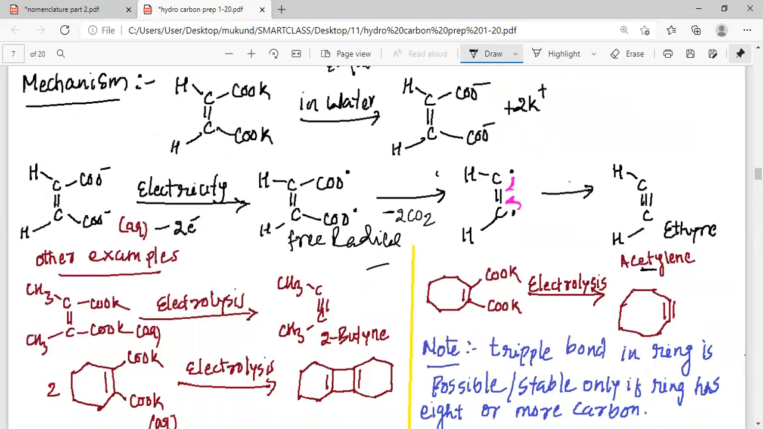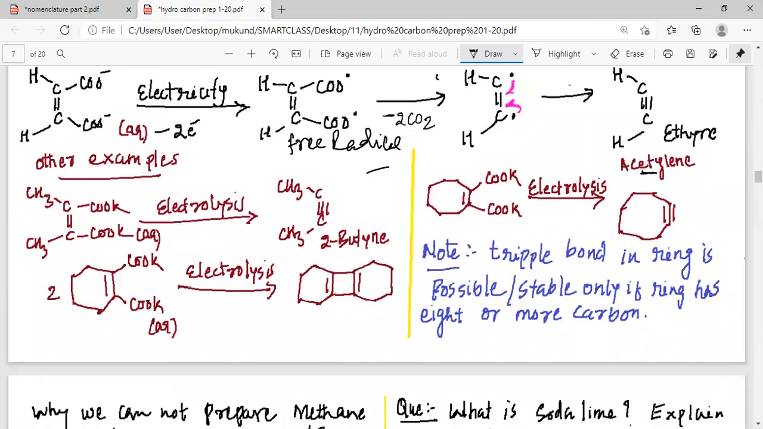So please remember, my dear students, that by using the sodium or potassium salt of an unsaturated dicarboxylic acid, we can produce the triple bond, or we can produce ethyne. Let us look at some other examples, my dear students. If we use a carboxylic acid where the carbon-carbon double bond is present and both these carbons are bonded to a methyl group, in that case, instead of ethyne, we will get dimethyl acetylene, which is also known as 2-butyne.